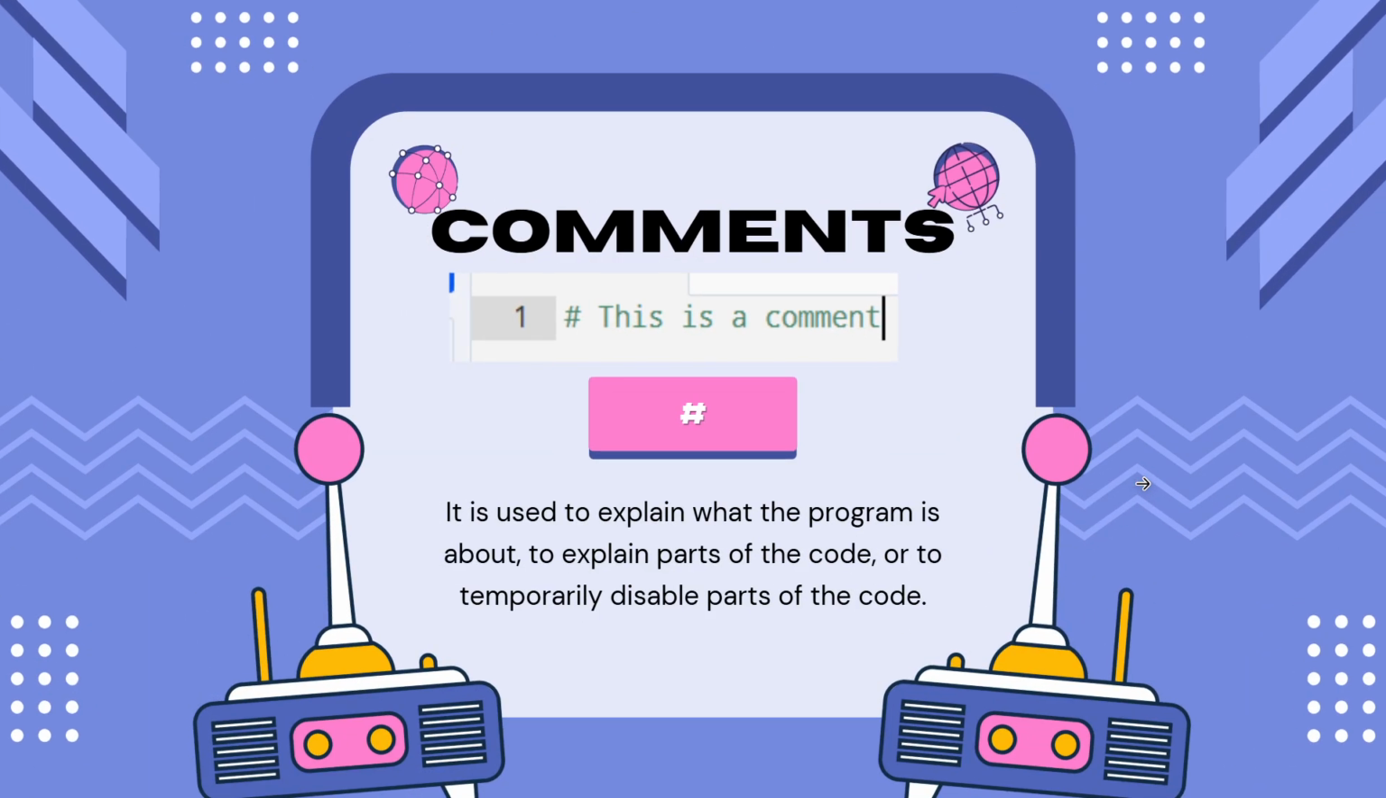Let's start. First thing we're going to learn about is comments. A comment is used to explain what the program is about, to explain parts of the code, or to temporarily disable parts of the code. This is an example of a comment. So you need to type the hashtag first, and then whatever you type, it won't be outputted.